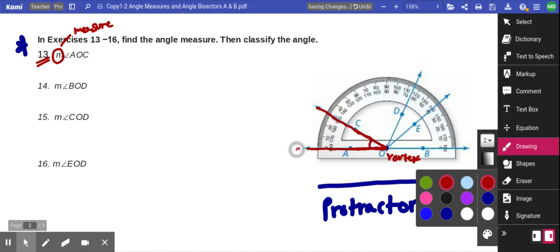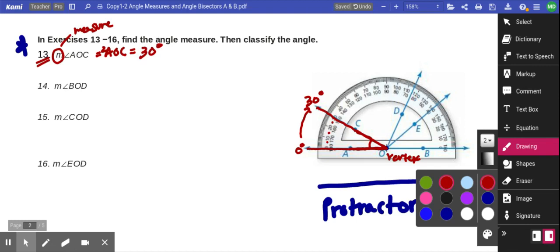Well, if I start off at 0 degrees and I go up, I'm going to start at 0, that's 10, 20, and I end at 30 degrees. So the measure of angle AOC is equal to 30 degrees.